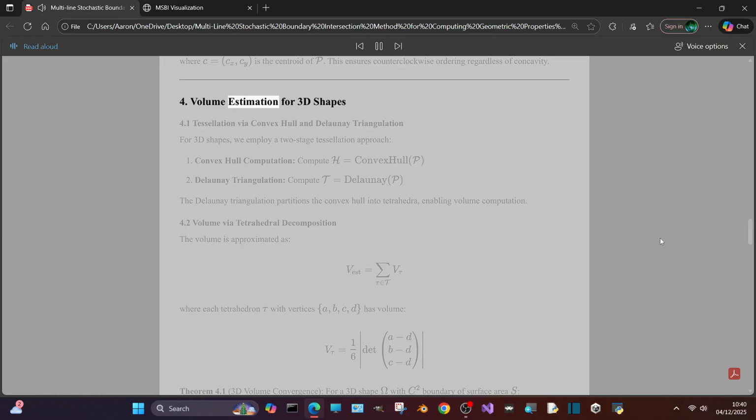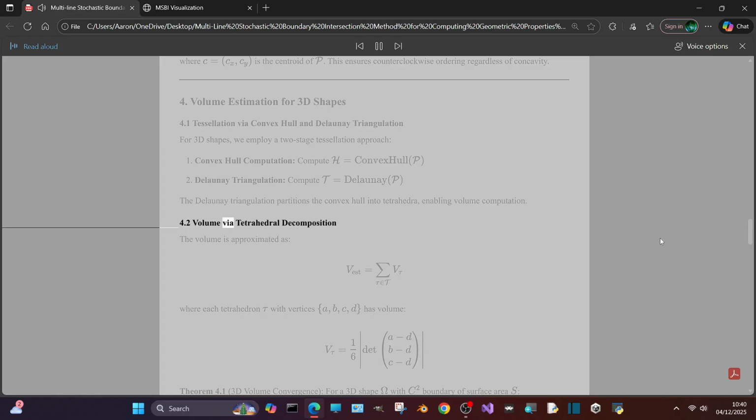4. Volume estimation for 3D shapes. 4.1 Tessellation via convex hull and Delaunay triangulation. For 3D shapes, we employ a two-stage tessellation approach: compute the convex hull, then compute the Delaunay triangulation. The Delaunay triangulation partitions the convex hull into tetrahedra, enabling volume computation.